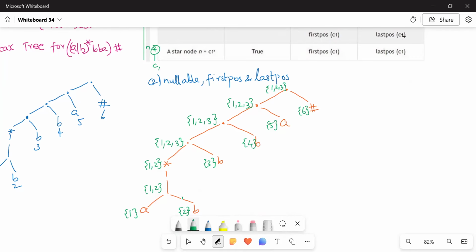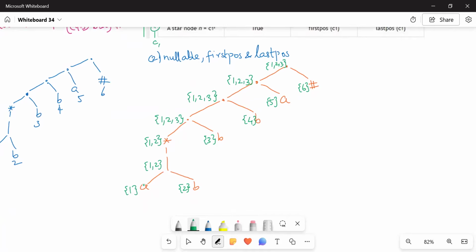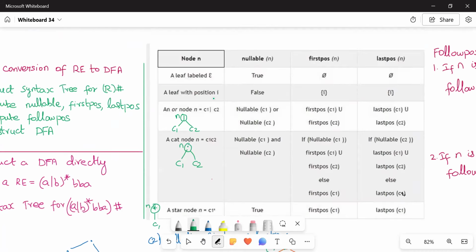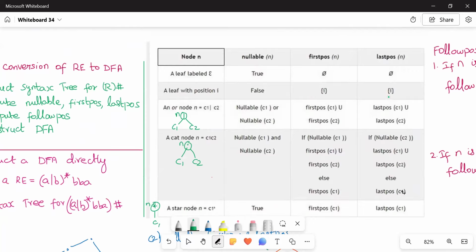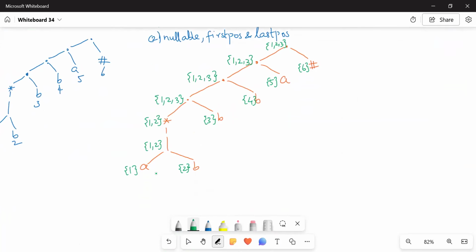Now we have to mark all the last positions for the symbols. Last position for a node labeled with some position I means the same I. So here 1. Last position for this leaf is 1, this leaf is 2, this leaf is 3, here 4, here 5, and here 6.